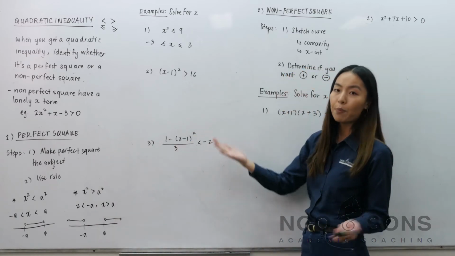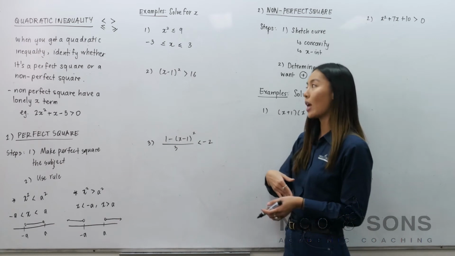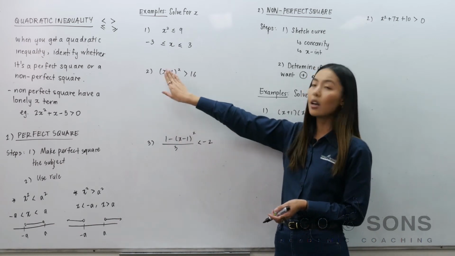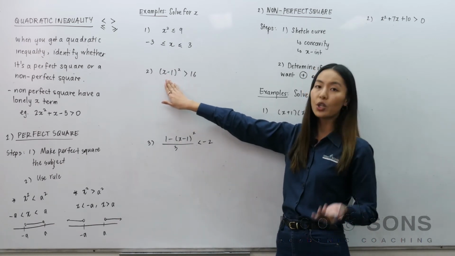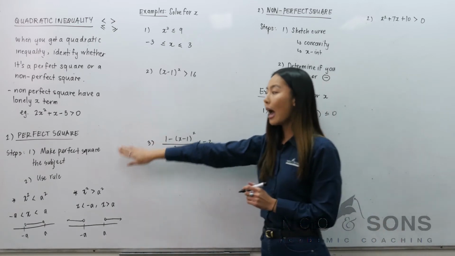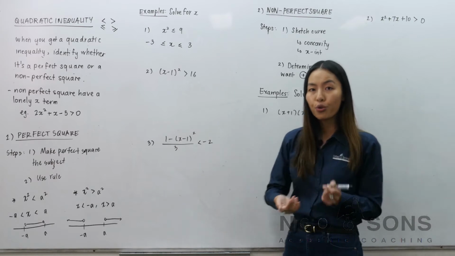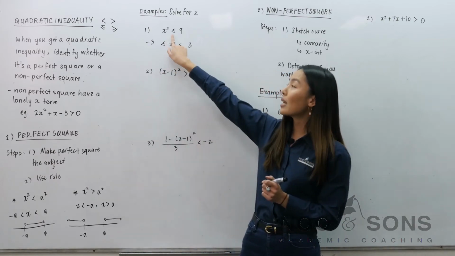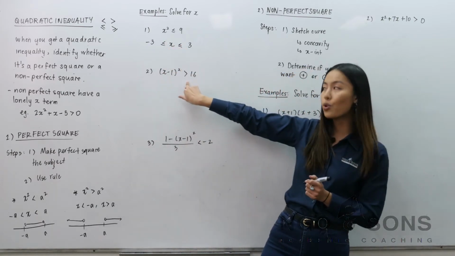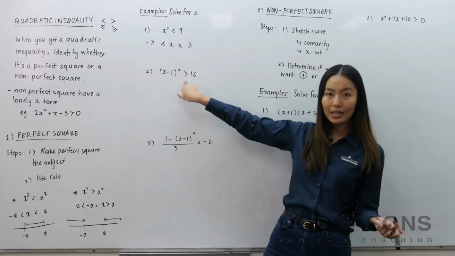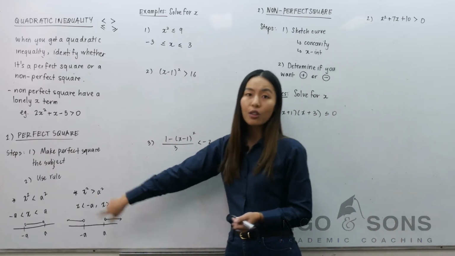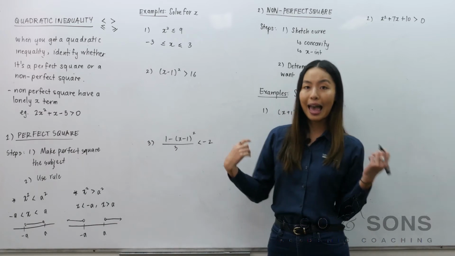Now, your first step was to make the perfect square the subject. Again, here, the perfect square is already the subject. We don't need to do anything. I can move on to step 2. Now, step 2 was to apply your rule. Remember, your rule is dependent on what symbol you have. Here, I have greater than. If it's greater than, the rule was that it lies on the outside.